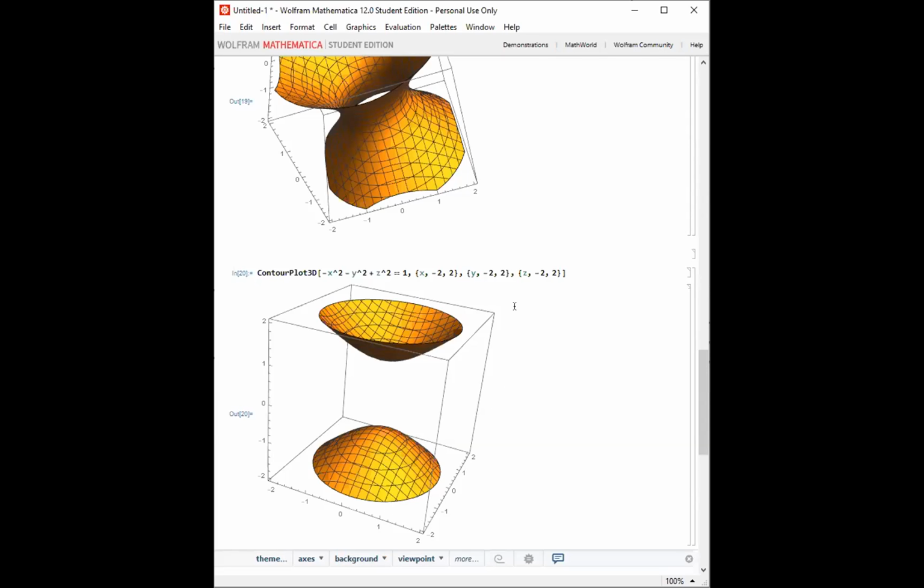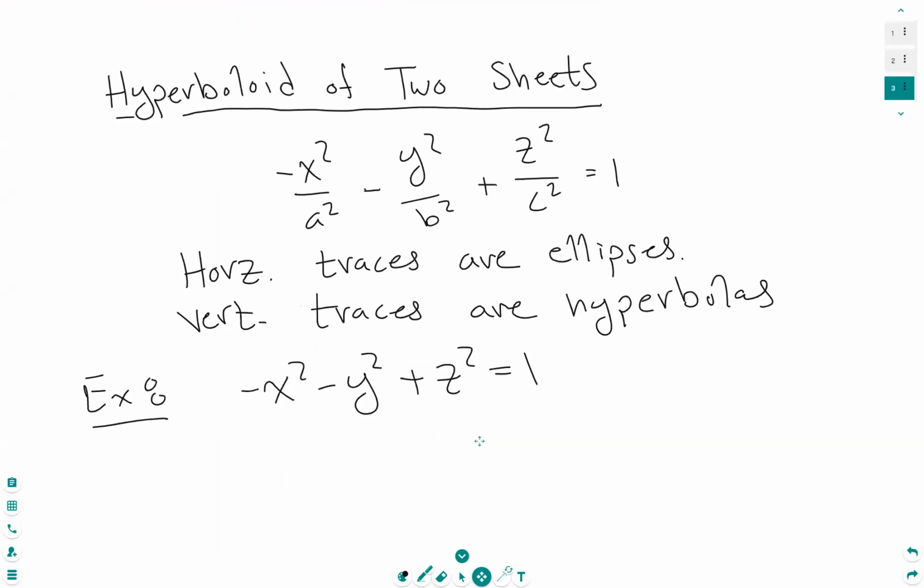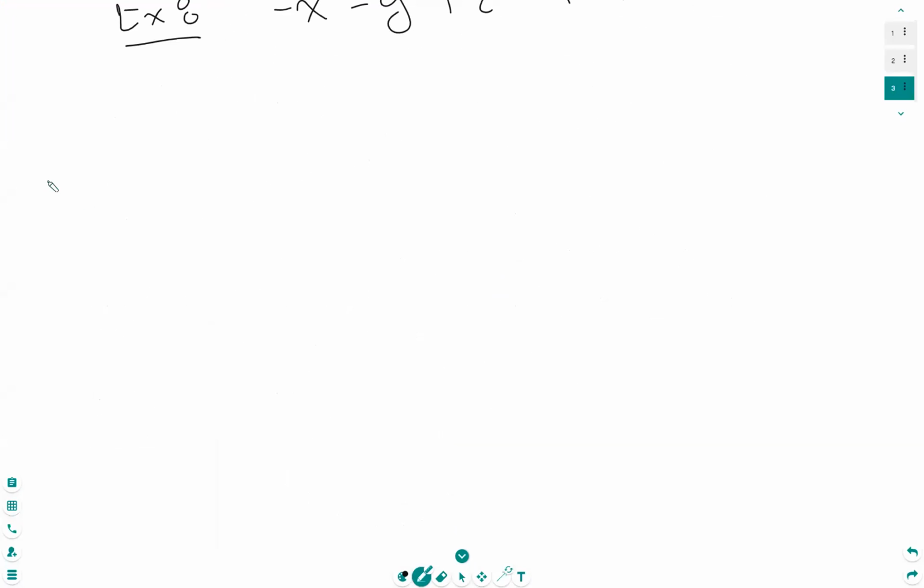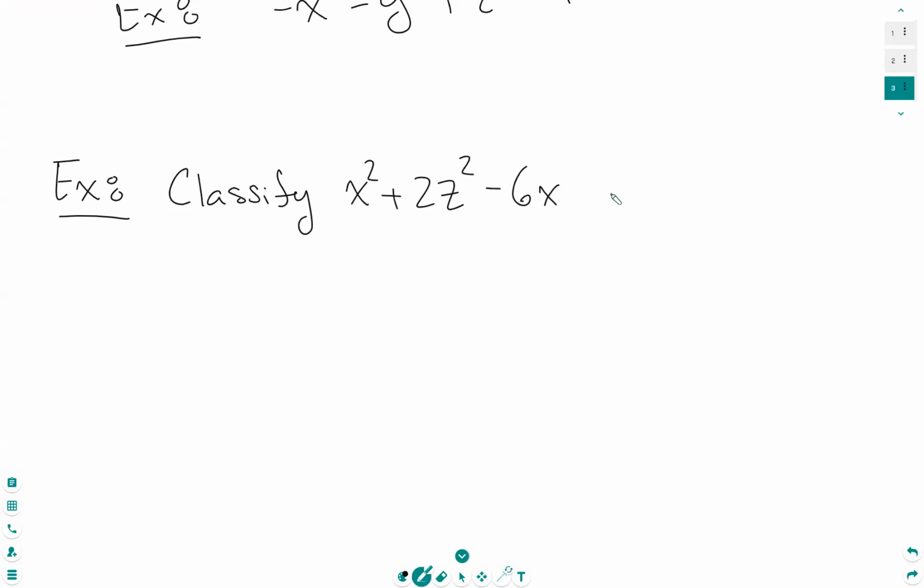Okay, so that's it for those 6 entities. So let's do an example where we would have to classify one. Let's go back to our whiteboard here. We're going to classify the surface that's detailed by x squared plus 2 z squared minus 6x minus y plus 10 is equal to 0. So this is definitely a quadric surface. It fits the description. We have polynomials only up to order 2 here. And we're going to try to kind of massage this into looking like one of the things that we've defined above and classify it.